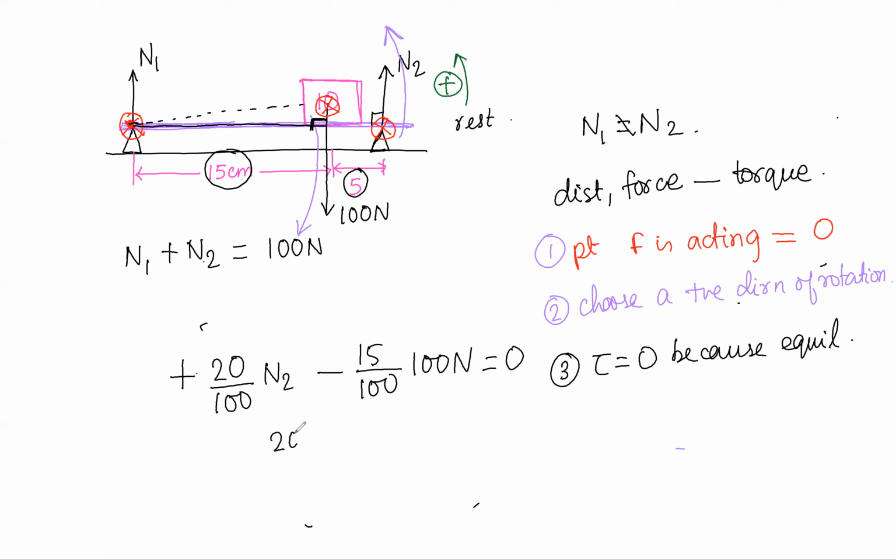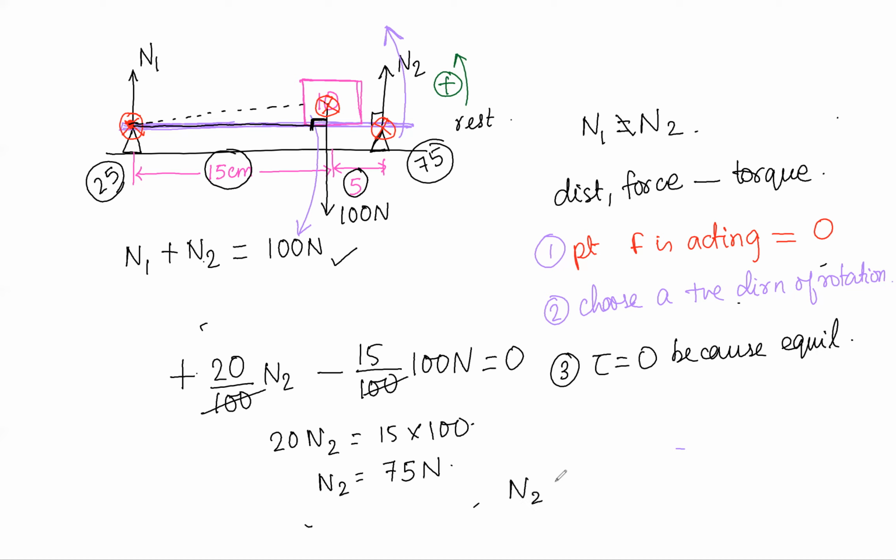So you can say that 20 N2 is equal to 15 into 100. I cancelled the 100 already. So N2 is equal to, I think, 75 newtons. When N2 is equal to 75, then automatically the value of N1 becomes 25. So N2 is 75, N1 is 25. I've solved my problem. It looks like N2 is equal to 3 times N1, at least from the solution that we have. Can you prove it?